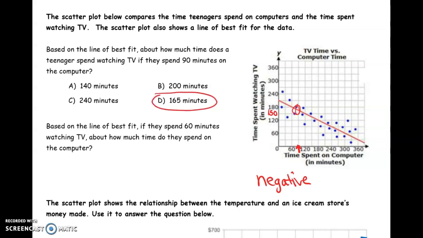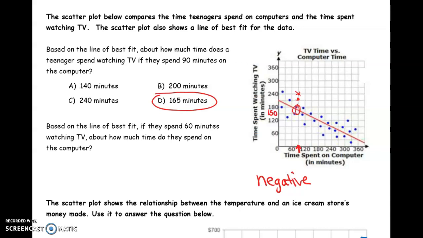Notice 200 and 240 are way too large. That would be like up here somewhere, those points. So they're way too far above the line, so that's not good. And the 140 would be way too low. That would be down here somewhere below the line. So that's the best choice.